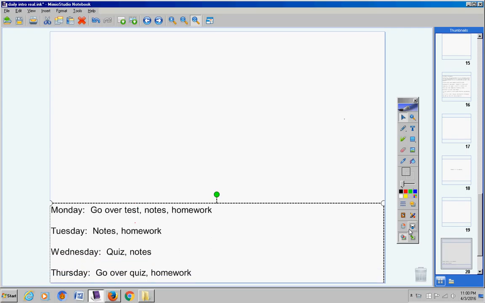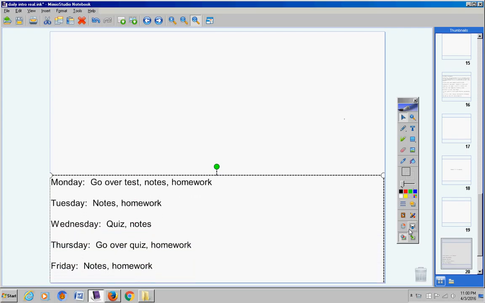Here's the schedule for this week, so take a look at this real quick. Today we're going to go over your test and then we're going to take notes and work on homework. Tuesday we're going to take notes and work on homework. Wednesday will be a quiz and we'll take notes. Thursday, go over your quiz from Wednesday and have homework. And then Friday, notes and homework. So there's a little quick glance at the week.